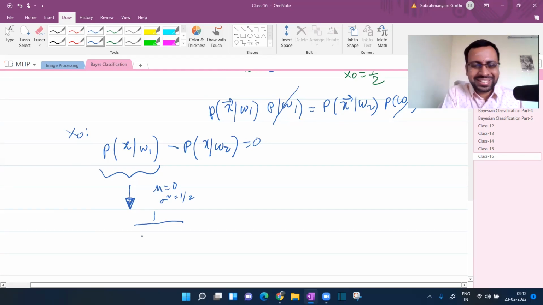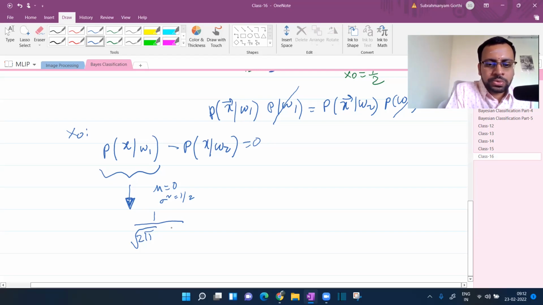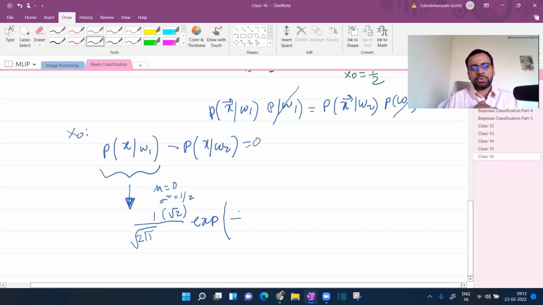1 over root 2 pi sigma square, e to the power minus x minus mu whole square over 2 sigma square. Sigma square, if I bring outside the square root, it's just a sigma, right? What is its value? Sigma value is 1 by root 2. So let me write it in the numerator, root 2 there. And exponential of minus x minus mu.